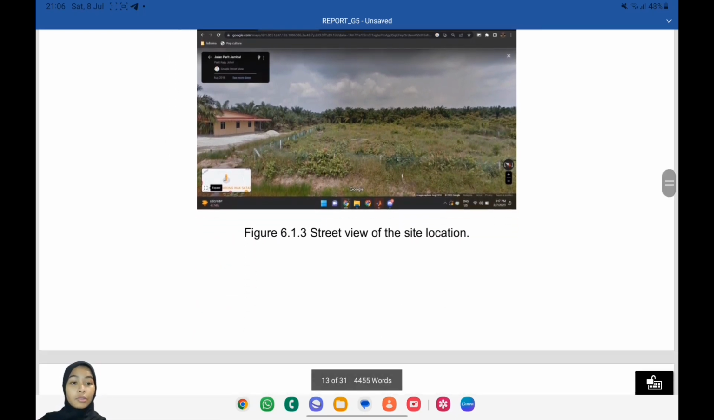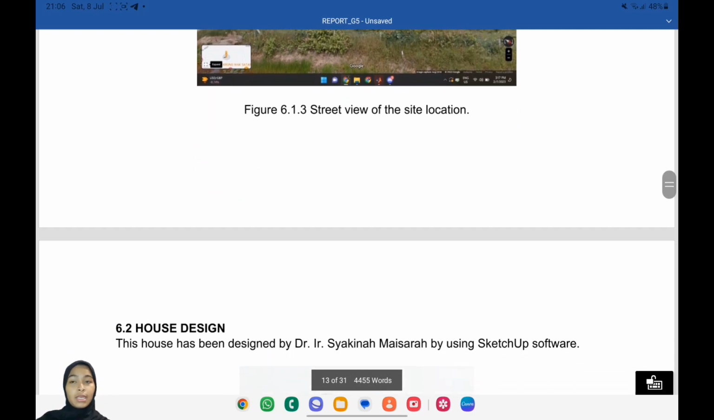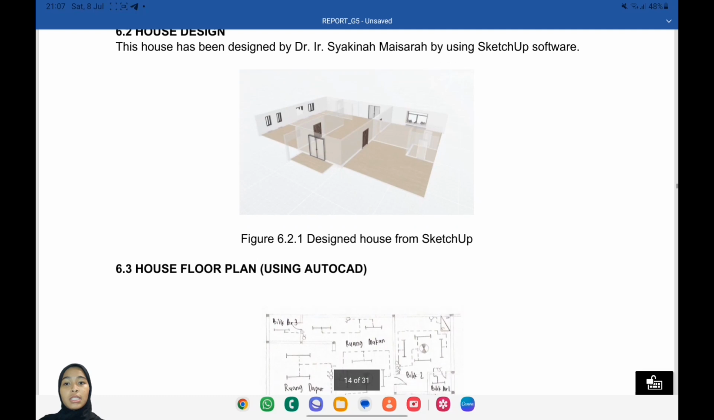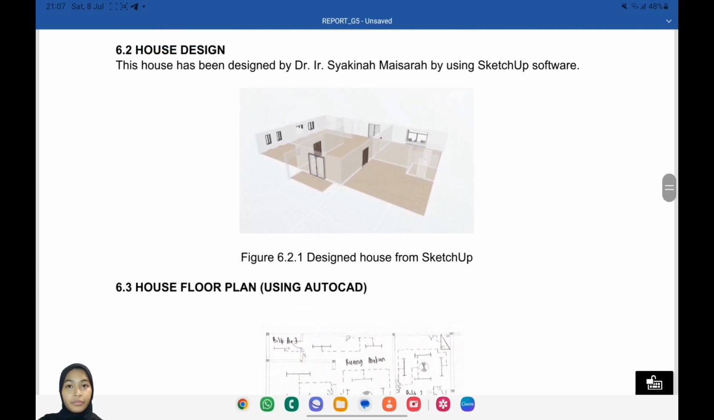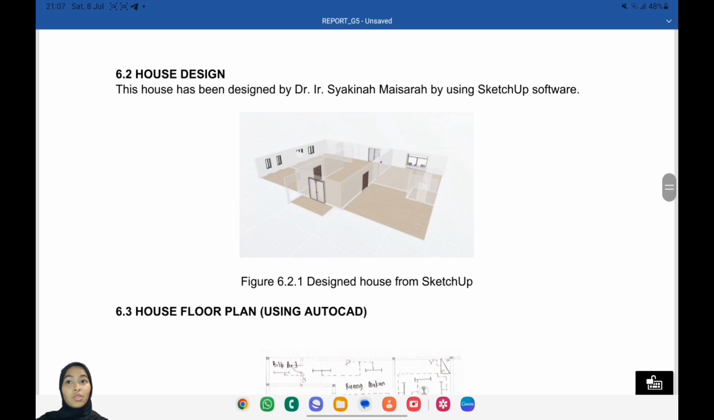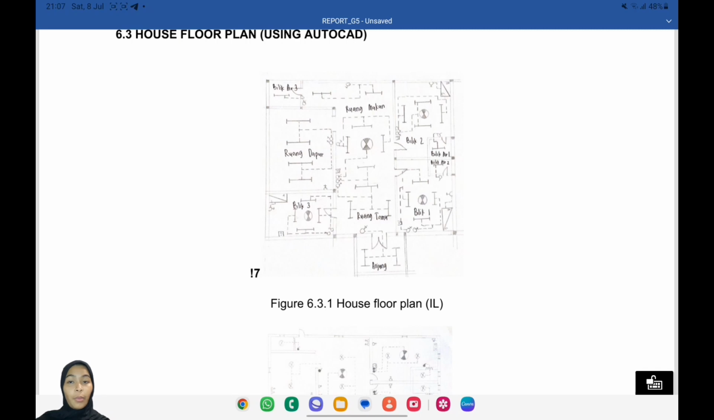Next is the house design, which has been designed by myself using SketchUp software. Figure 6.2.1 shows the design of the floor plan. Next is the house floor plan. We sketch it using pencil and paper.